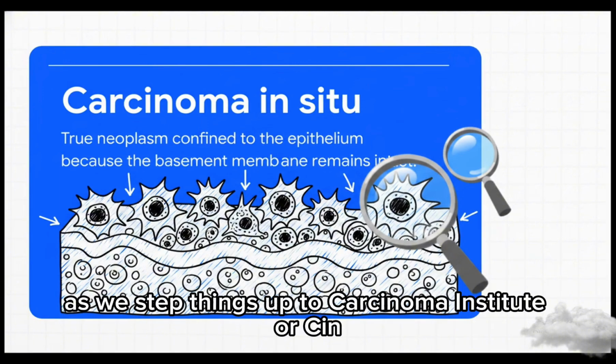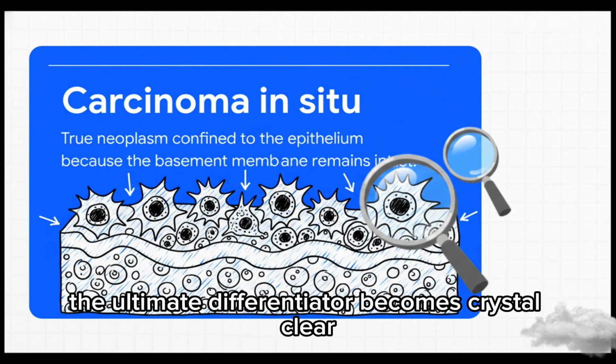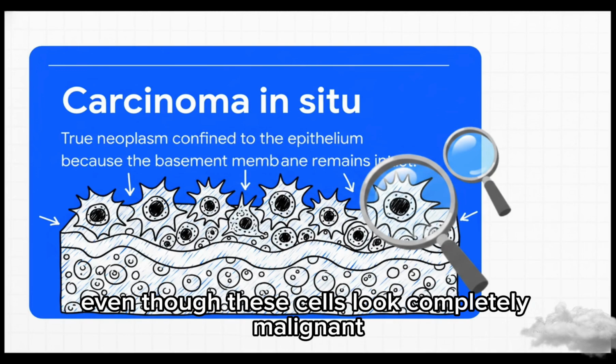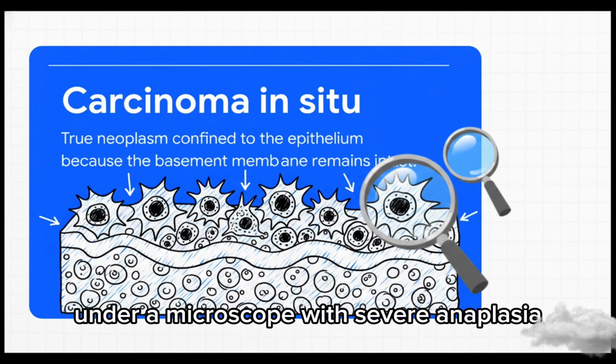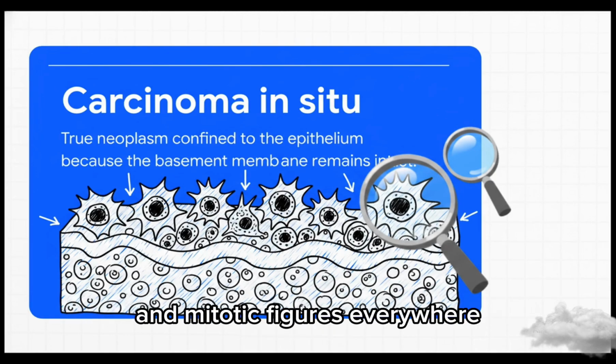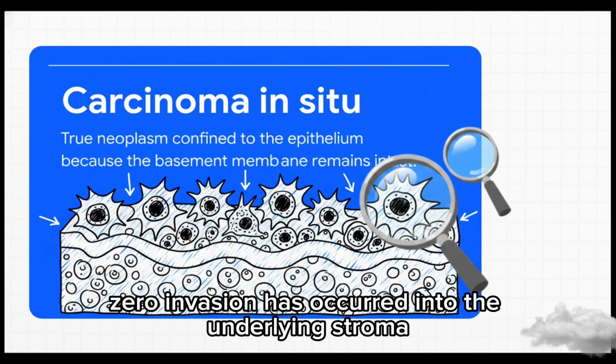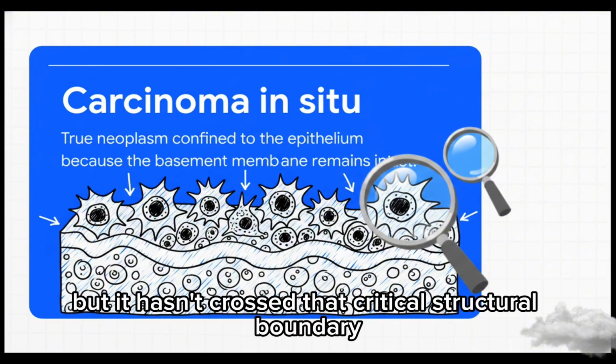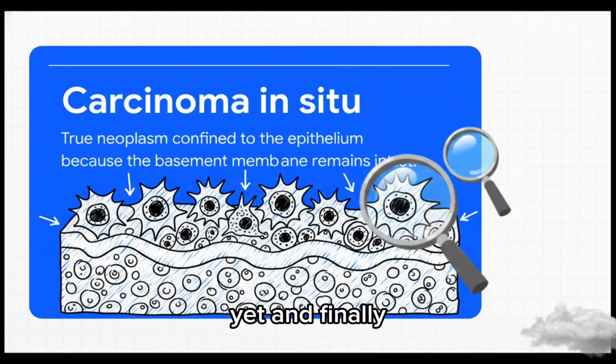As we step things up to carcinoma in situ, or CIN, the ultimate differentiator becomes crystal clear. The basement membrane is perfectly intact. Even though these cells look completely malignant under a microscope, with severe anaplasia and mitotic figures everywhere, zero invasion has occurred into the underlying stroma. It's a true neoplasm, for sure, but it hasn't crossed that critical structural boundary yet.